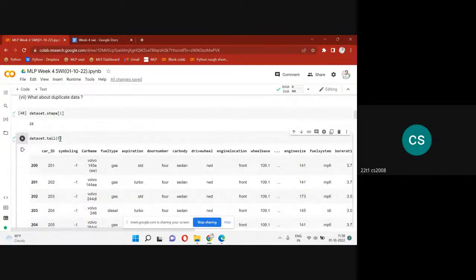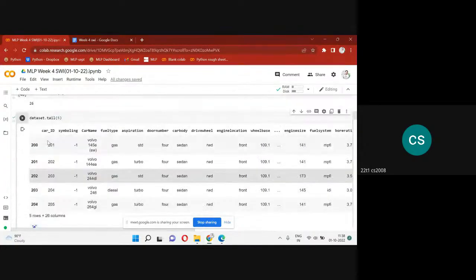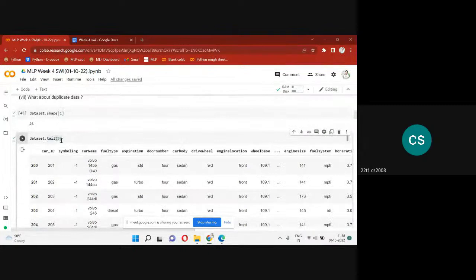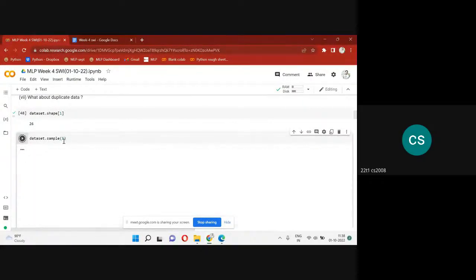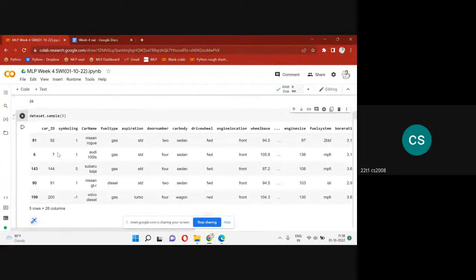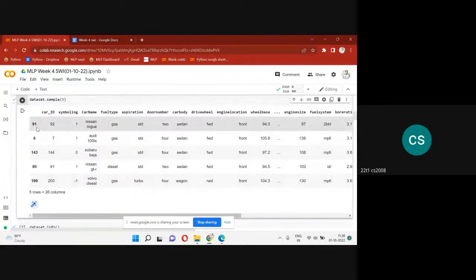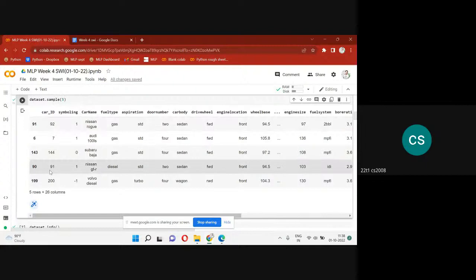If you use dataset.tail with 5, it will give you the last 5 rows. And if you use dataset.sample, it will give you random 5 samples, since I have mentioned 5 here. Just see the index values. The good way is to use sample, so that you get random 5 or random 10 samples.